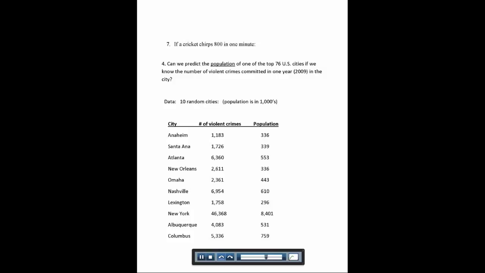Okay, and if we want to predict the temperature if there were 800 chirps per minute, our Y hat, we take 0.054, plug in 800 plus 25.87, and we get that the predicted temperature is 69.07.